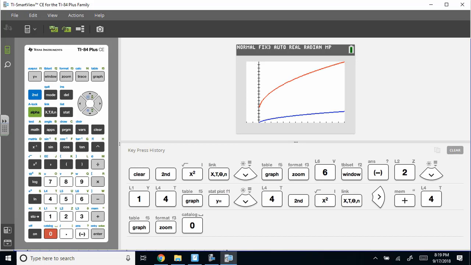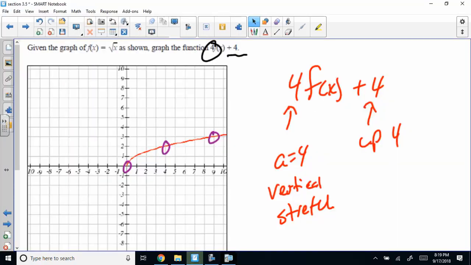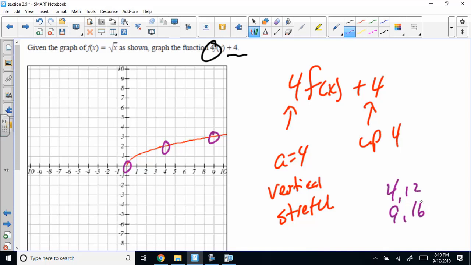Okay, so what did we choose? Let's go back and look. We said that at 4, our new points ought to be what? 4, 12? And then what? 9. Let's see, 9 times 4. No, that's 3. 3 times 4 is 12. So that's 9, 16, right? And then 0, and then 4, right? So there's my new points.